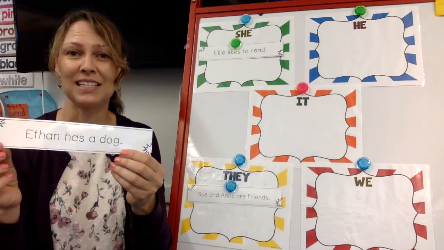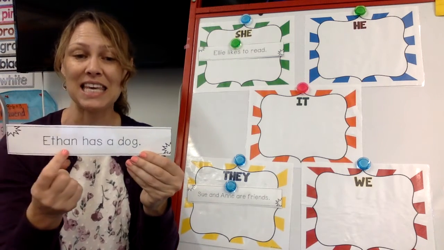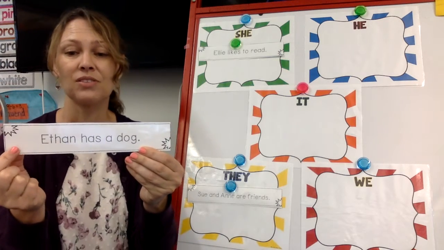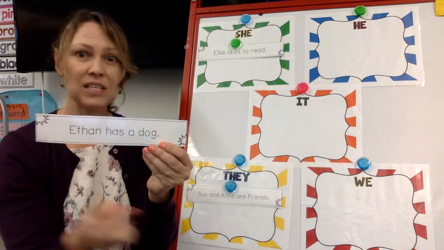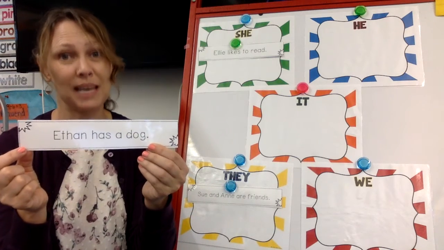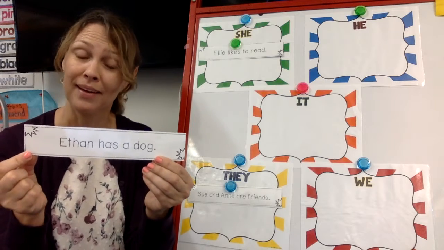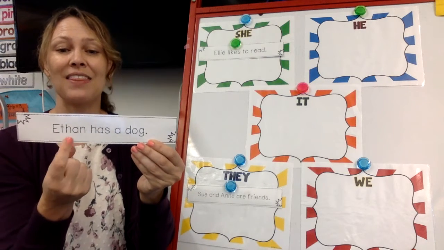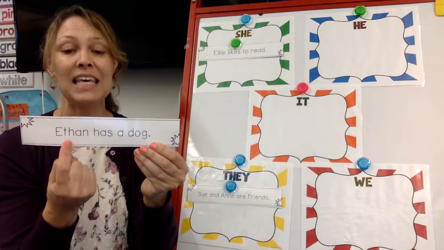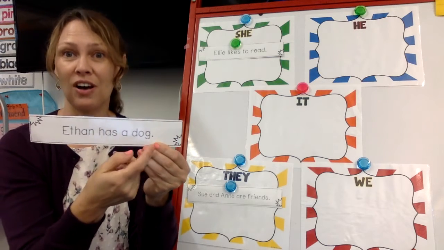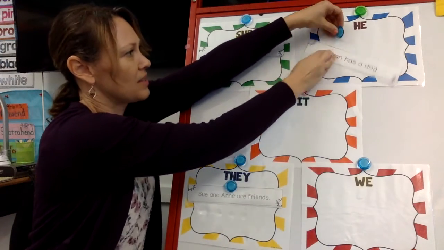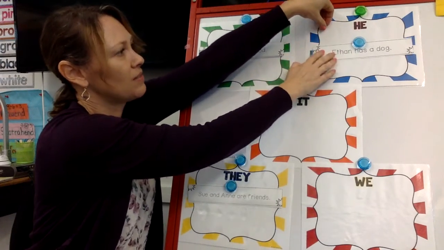Our next sentence is, Ethan has a dog. So I'm going to replace it with one of these pronouns here. Well, I know that Ethan is a boy's name, and I know a boy named Ethan. So I'm thinking that the pronoun that would be appropriate here is the word he. He has a dog, and that makes sense. So I'm going to put that right there.